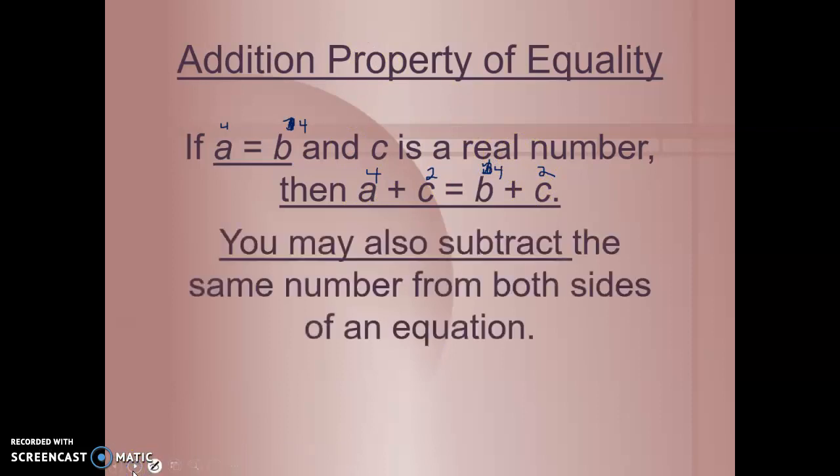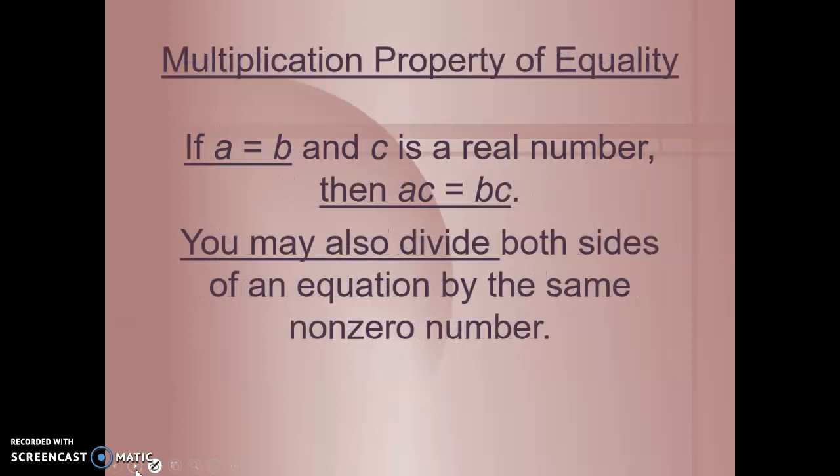You can also subtract the same number from both sides of an equation. So 4 minus 2 is the same as 4 minus 2. You can also multiply both sides by the same number. 4 times 2 equals 4 times 2. And you can divide. 4 divided by 2 is the same as 4 divided by 2.